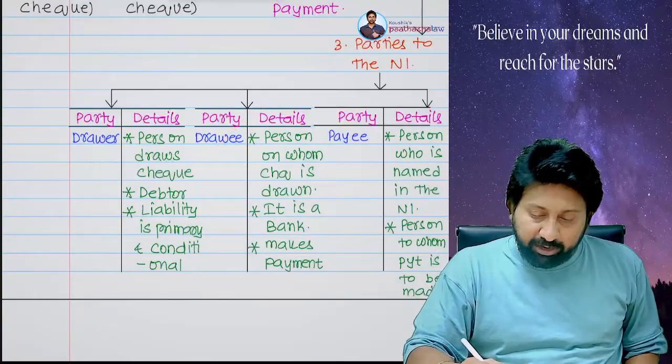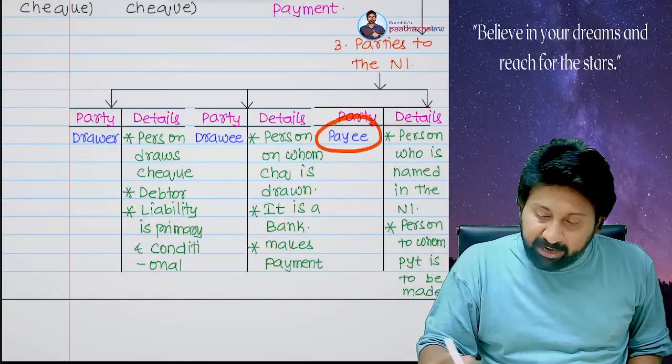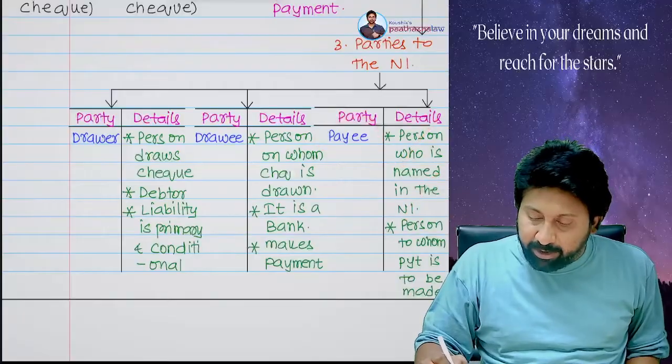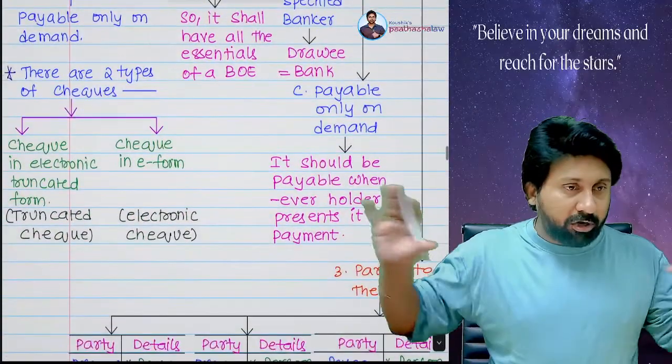Next party, drawee. The person on whom the check is drawn. It is a bank, which makes the payment. Payee, the person who is named in the negotiable instrument, the person to whom the payment is to be made. Very important document this is.